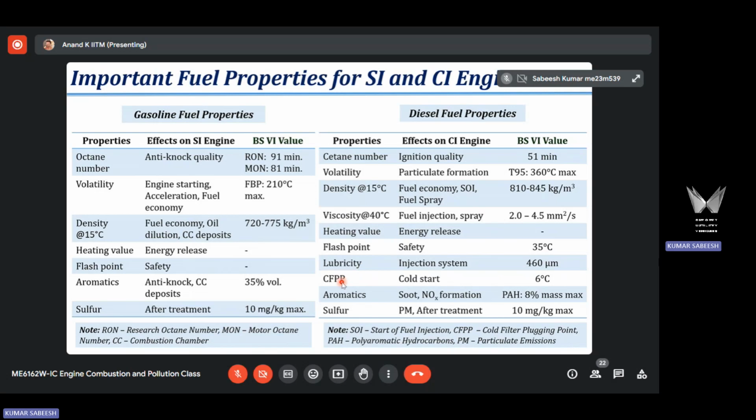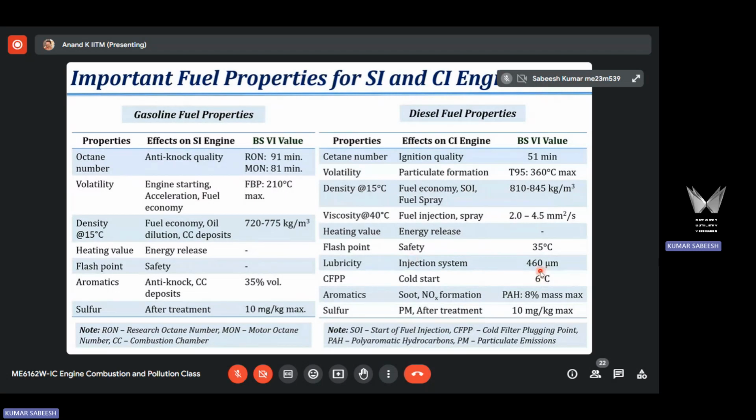CFPP is called cold filter plugging point, and lubricity is a measure of the ability of the fuel to lubricate injection system components. Here we should note that we are not using a separate lubricant in the injection system because of the close tolerances. Fuel itself should act as a lubricant in an injection system. So the ability of the fuel to lubricate injection system components is defined by this property, lubricity. When you have a fuel with better lubricity characteristics, you can expect a longer life for the injection system. Otherwise, the life of the injection system will be shorter.